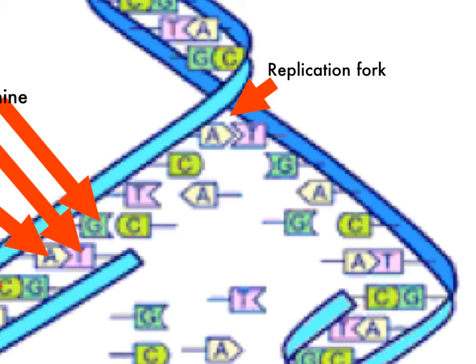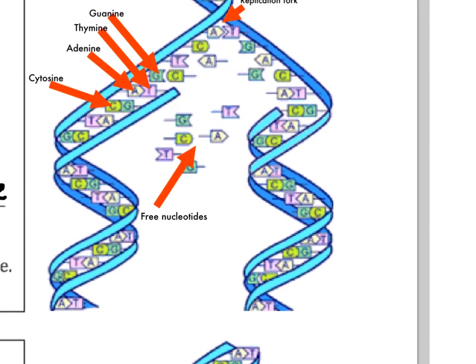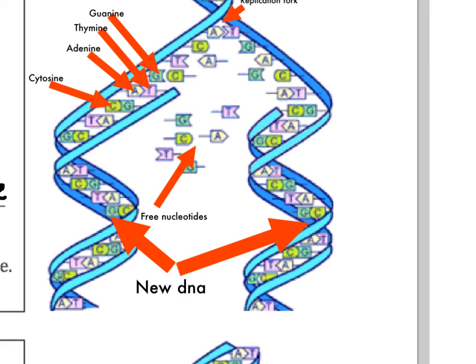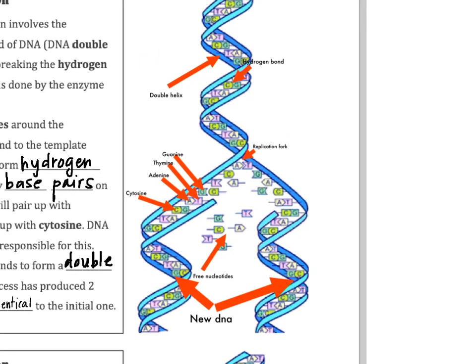And then the last thing you need to label in your notes are the new strands of DNA. The new strands of DNA are going to be down here at the bottom of the picture. We have one on this side, and also one on this side. So this is going to be the new DNA. And there we have your picture all labeled.